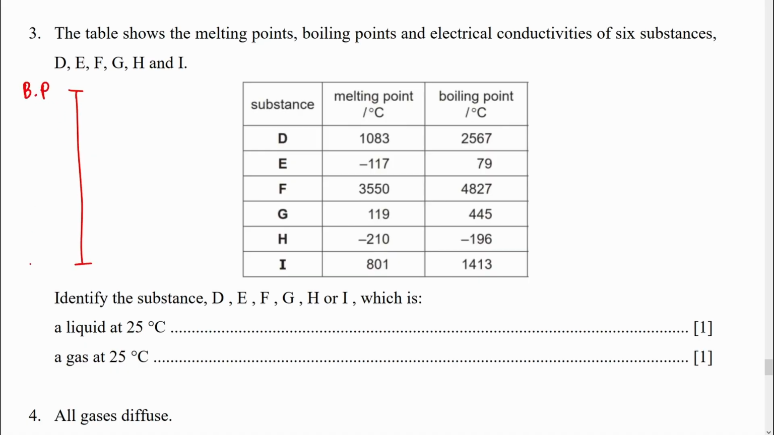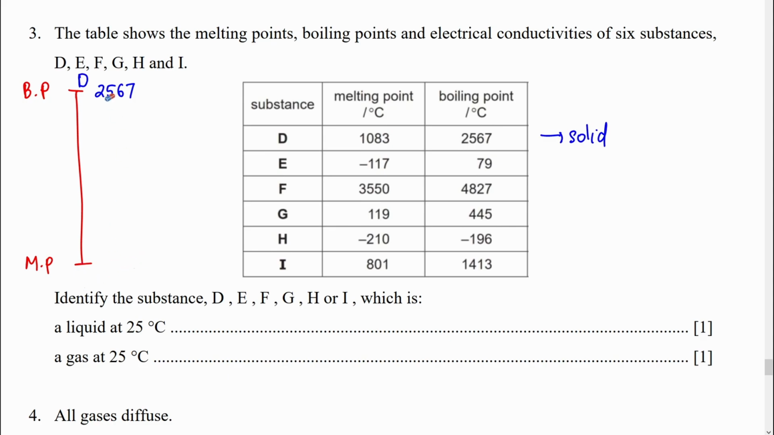And let's see substance D in here. So this is substance D. The boiling point is always above the melting point, right? So 2,567 and this one is 1,083. So where is 25? 25 is below 1083. So this is going to be 25 here. So again, the physical state below melting point is solid, right? So in here, this is going to be solid.